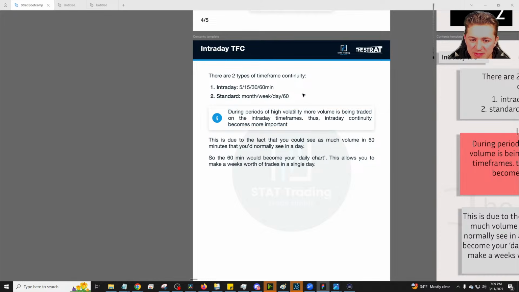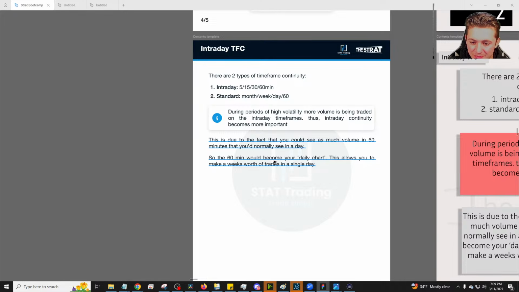Now, as far as types of continuity, we have intraday and standard. Intraday is, like we said, the 5, 15, 30, and 60. Standard is the month, week, day, and 60. During higher volatility, more volume is traded on intraday timeframes. Thus, intraday continuity becomes more important. And this is due to the fact you could see as much volume in 60 minutes that you'd normally see in a day or a week when the VIX gets really high.